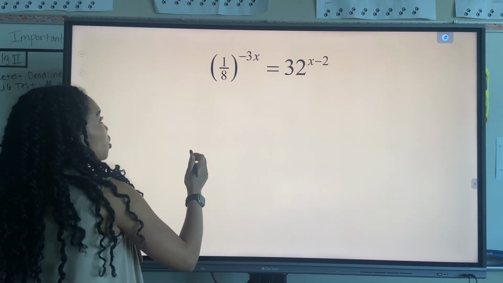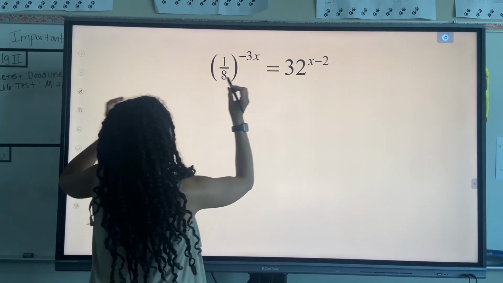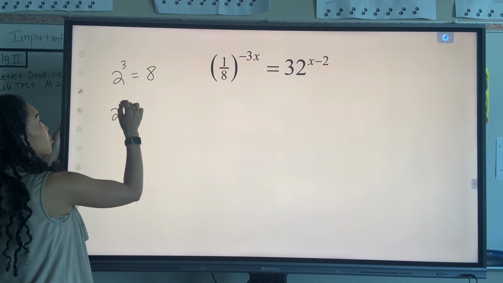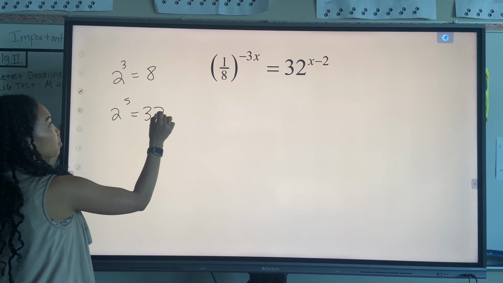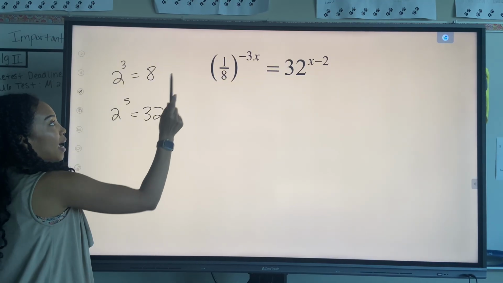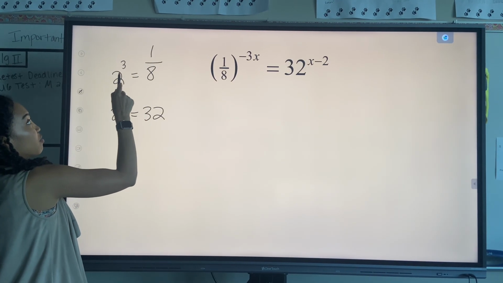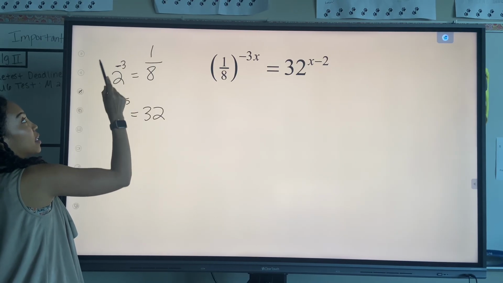Okay, so my first goal is to make the bases the same. I know that 2 to the power of 3 is 8, and 2 to the power of 5 is 32. The thing is, I have 1 over 8. So what do I do to make this 1 over 8? Make it a negative.